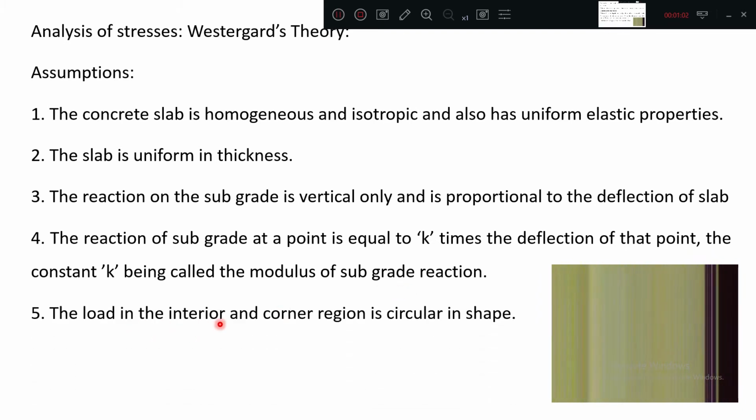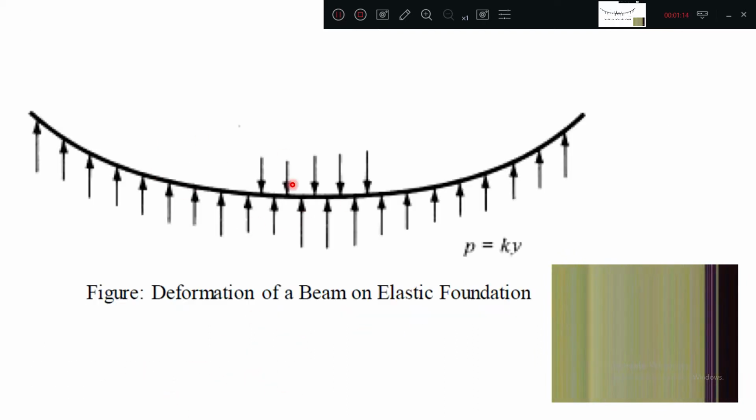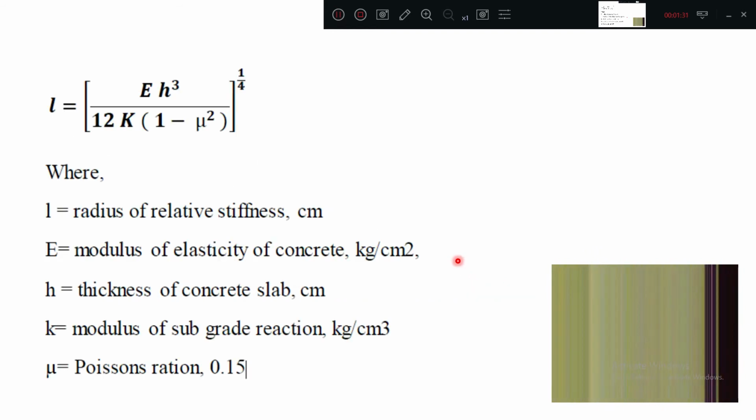The load in the interior and corner region is circular. Load acting in the interior and corner region is in a circular shape. At the edge it is a semicircular shape. Okay, so this is a typical load distribution diagram, where the pressure intensity is directly proportional to K into Y. K is modulus of subgrade reaction, Y is deflection. Okay, so K is equal to small p by small y.